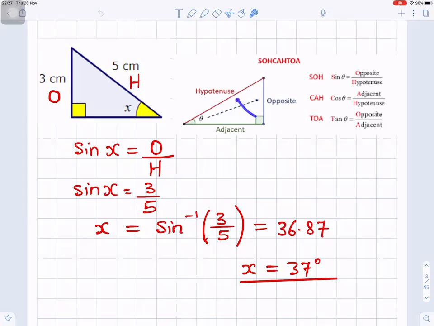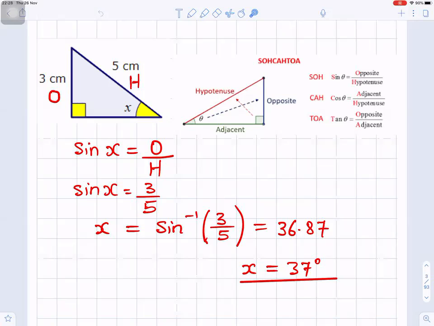Hypotenuse is the side which is opposite the 90 degrees, the longest side. And then opposite is the one which is opposite the angle. That's the angle there, theta. And adjacent is the one which is next to the angle. So applying that to the triangle, first thing we need to do is to label the sides.